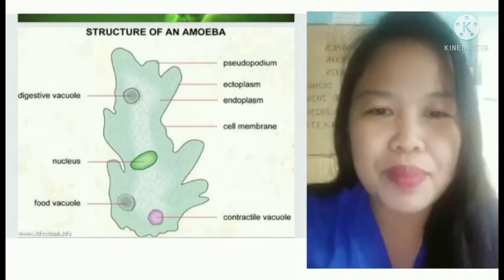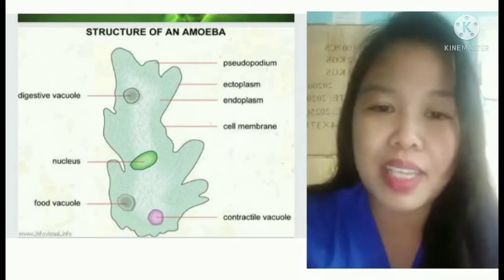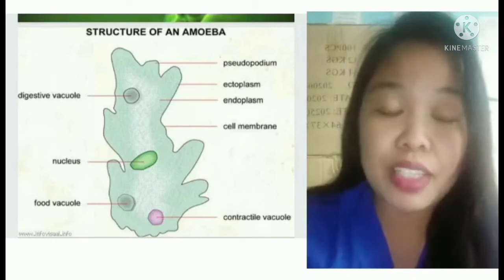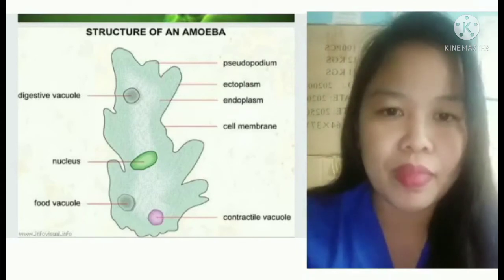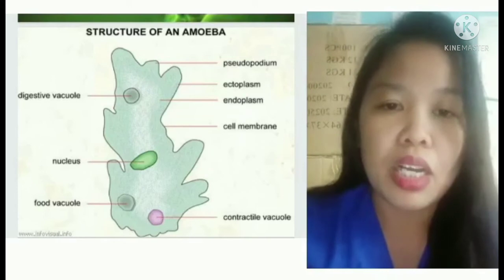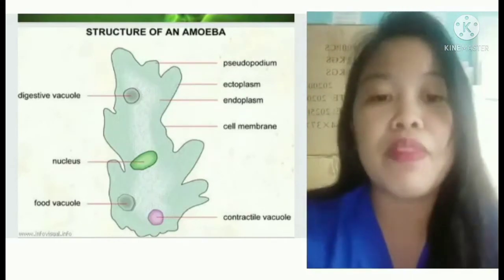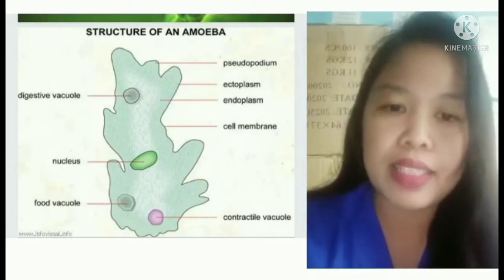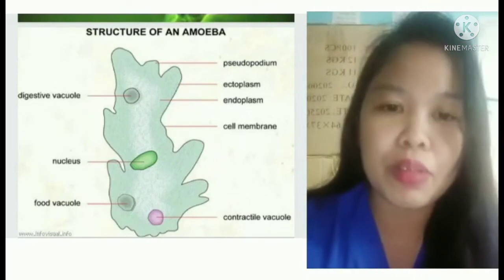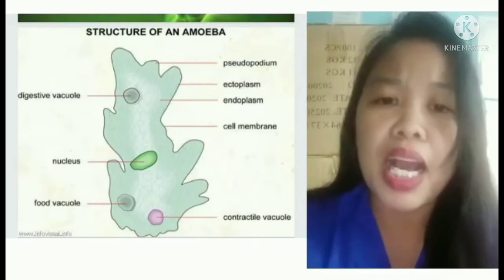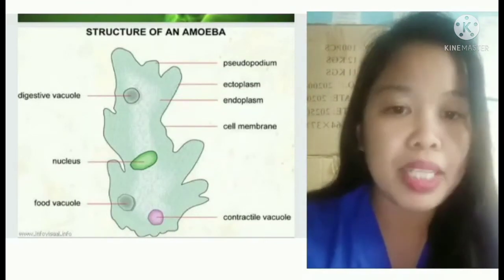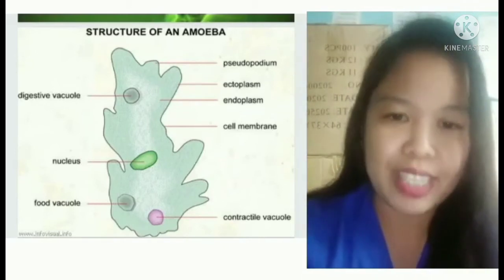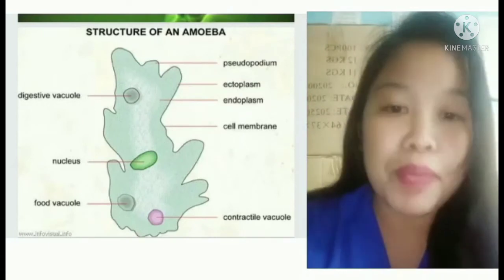Good day everyone, my name is Christine Dana Belmones and I am discussing amoeba. Amoeba is a protozoa. It has an irregular shape and is a unicellular organism. Amoeba also has a digestive vacuole, food vacuole, nucleus, contractile vacuole, pseudopodium, ectoplasm, endoplasm, and the cell membrane. Amoeba helps to remove waste from the body, and amoeba can be transmitted by food and drinks. That's all about amoeba, and thank you.